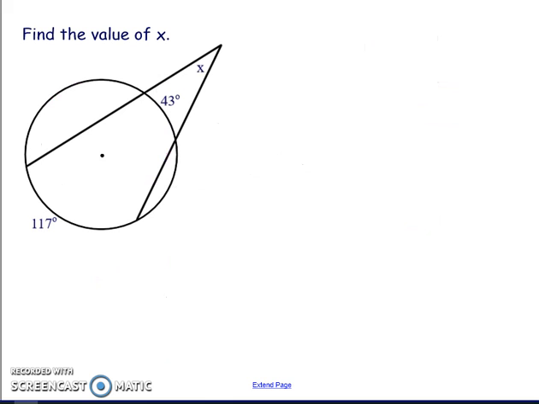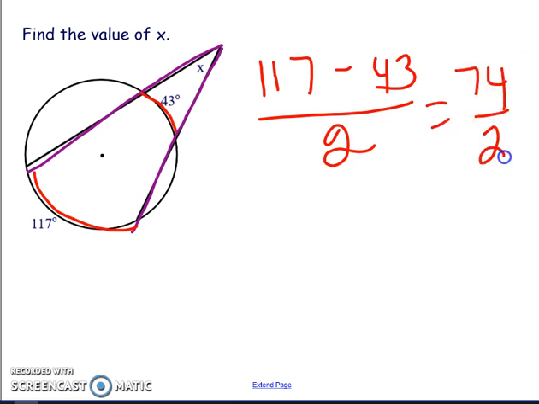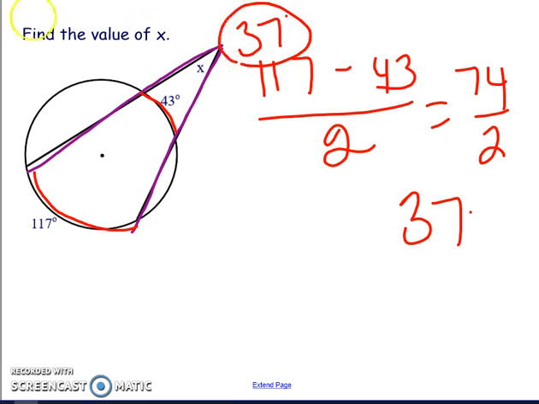All right, so over here, the two arcs that we need, if we follow the sides of our angle, are going to be the 117 minus the other one that's in between, so minus the 43, divide that by 2. So that makes 74 divided by 2, which makes 37 degrees. So our angle is 37 degrees outside.